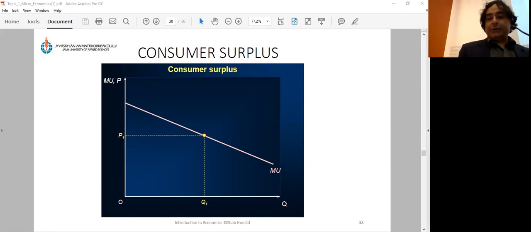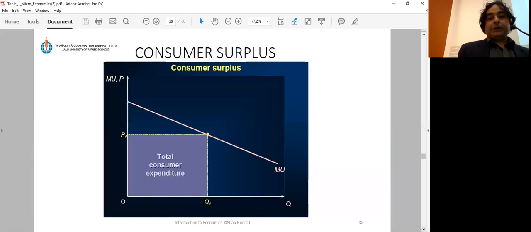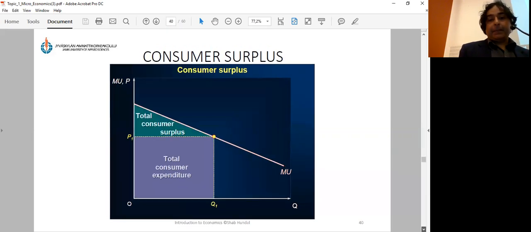So I can show you even more clearly here. This is the total consumer expenditure which you are giving away, and hence the upper part is a bonus on you, which you get. So you have a positive consumer surplus. Okay.